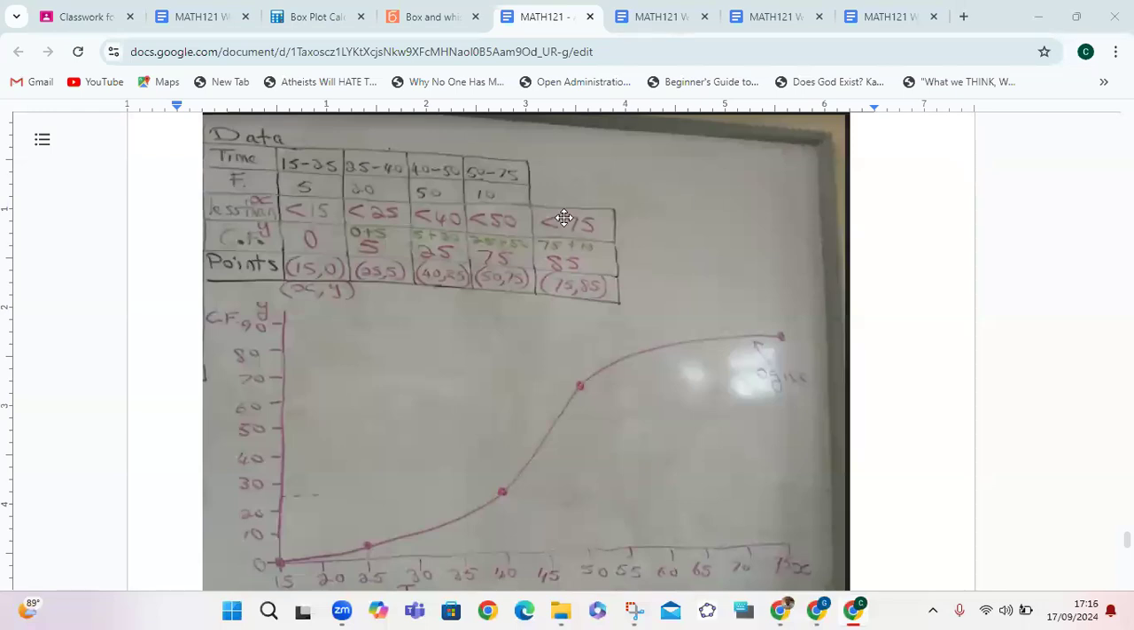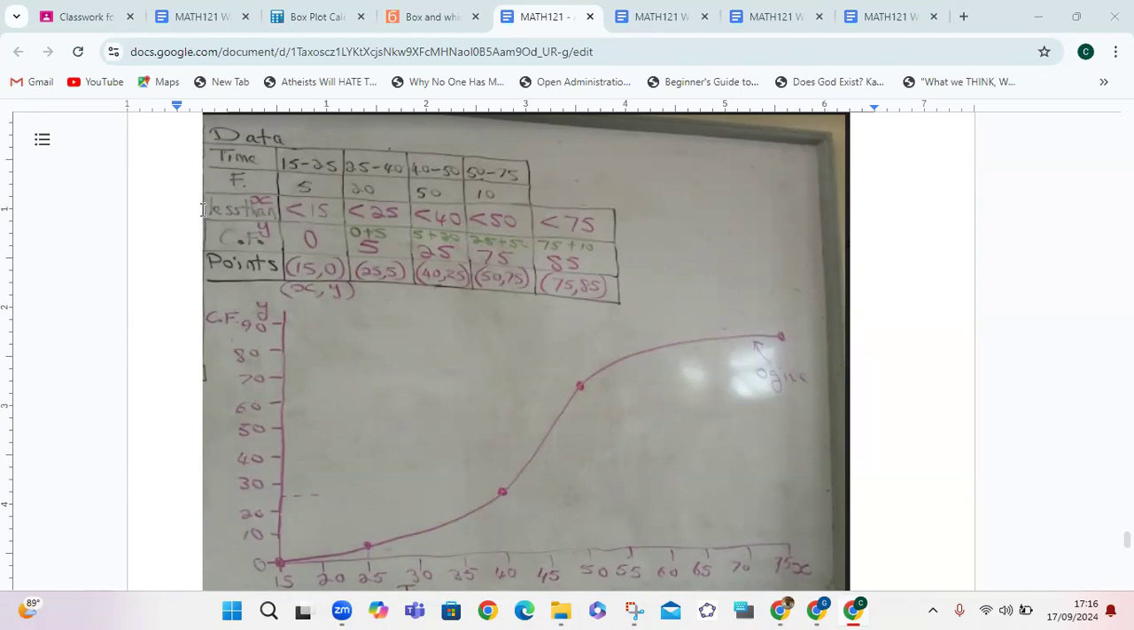So we're going to apply this now to our example. Our data come in an interval distribution, but in rows. The first interval is 15 to 25. First frequency is 5. 5 athletes completed between 15 and 25. 20 between 25 and 40. 50 between 40 and 50. And 10 between 50 and 75.